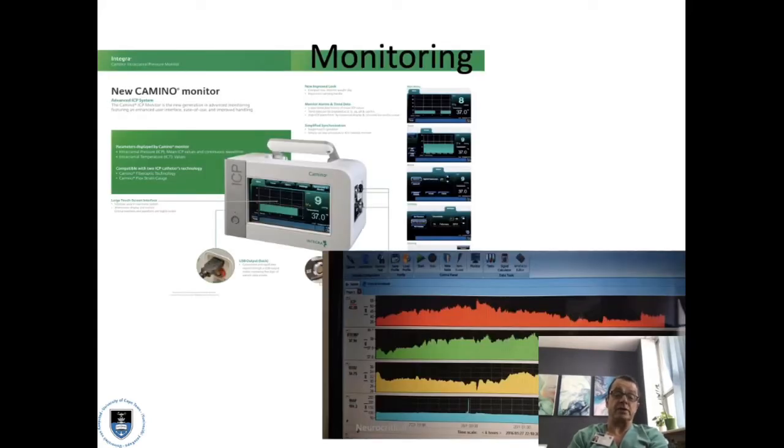So this is just a picture showing the monitors that are used. You have a Camino monitor, which measures intracranial pressure. You can also have a Codman monitor, which measures intracranial pressure. And you also have a Licox, which measures oxygen tissue saturation. There's also a probe. They often put in a single bolt into the brain, with both going through the same bolt.